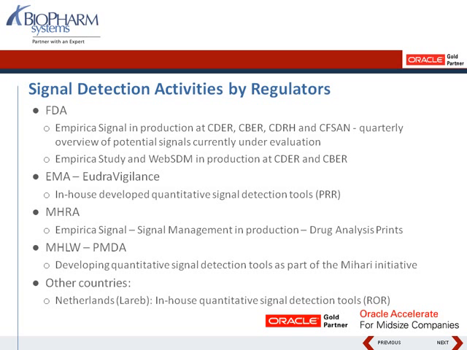EMA uses an in-house developed tool focusing on a signal score called the PRR, which was developed by Steve Evans from the MHRA, actually. MHRA uses, as I mentioned earlier, the same tool as the FDA, and the drug analysis prints are extracted directly from that tool within the Sentinel environment. The PMDA is developing, as part of the Mihari initiative, their own in-house tools, and many other countries such as the Netherlands use in-house quantitative signal detection tools to perform quantitative signal detection against a database of over 100,000 Dutch safety cases.